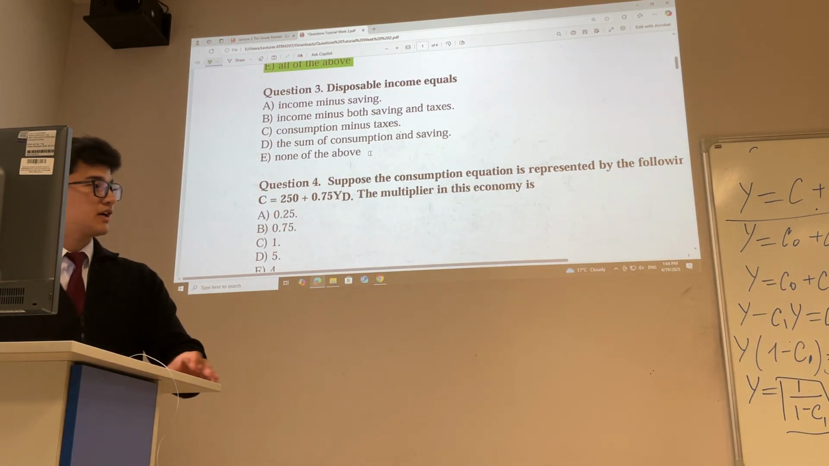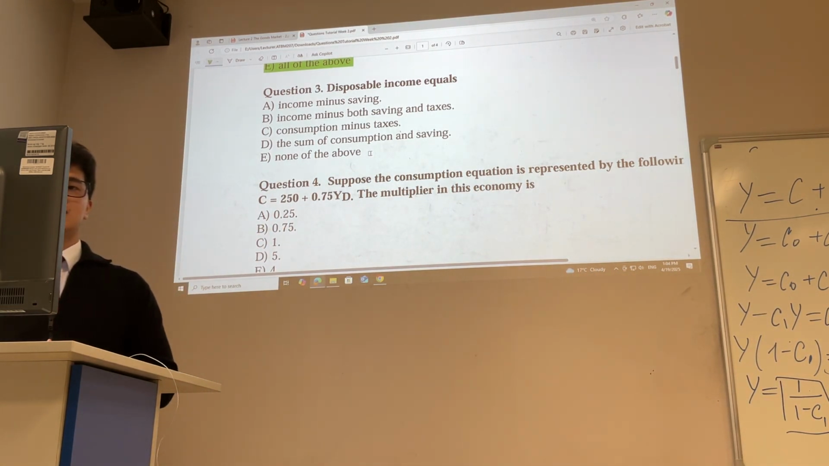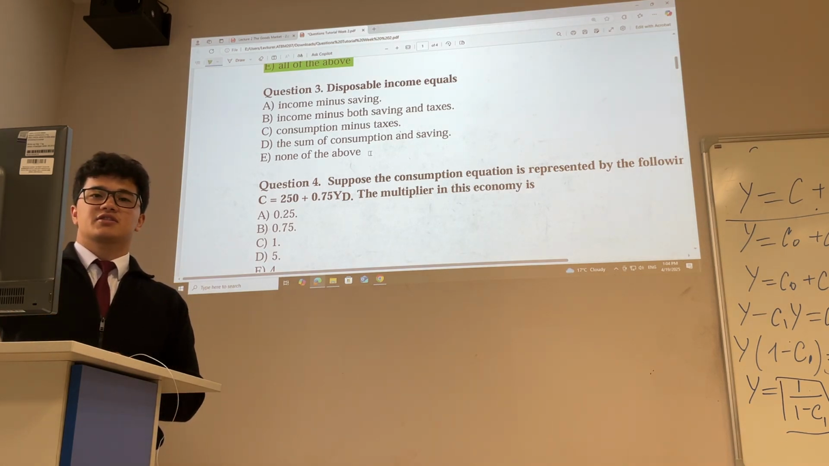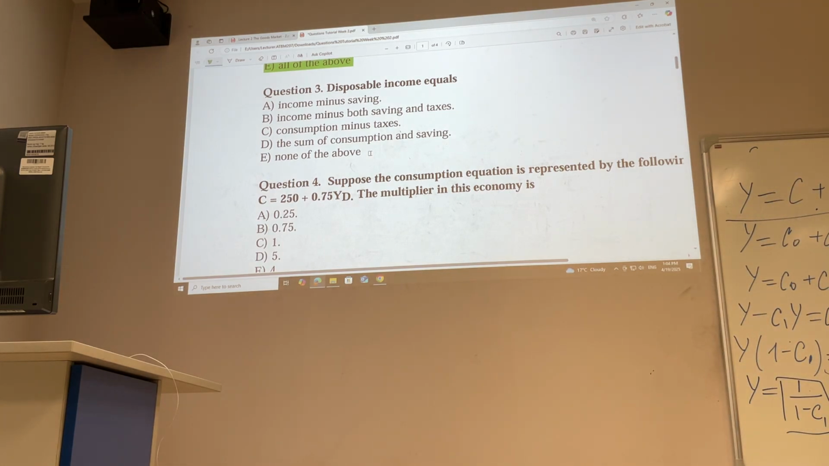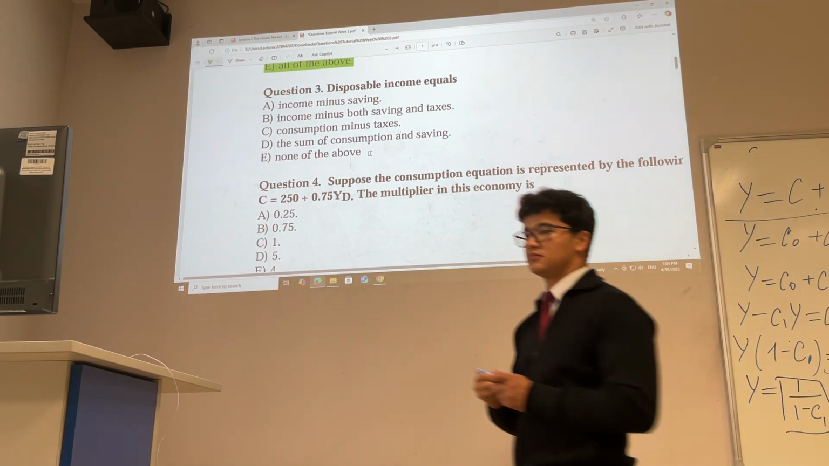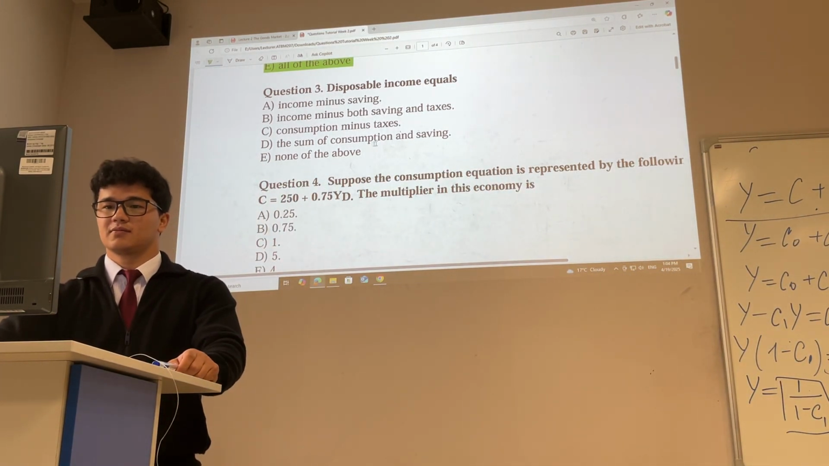So guys, if you look at this formula, what does it tell? Savings plus consumption. Yes, the sum of consumption plus savings, right? Just look at this formula. So in order to find YD, it equals savings plus our consumption. And our answer is D.